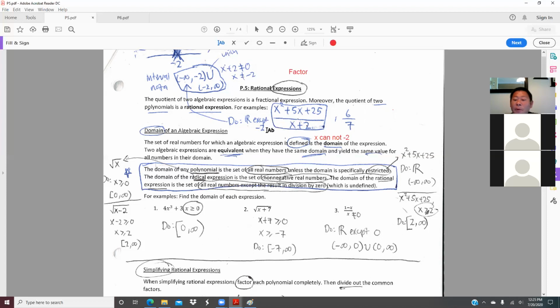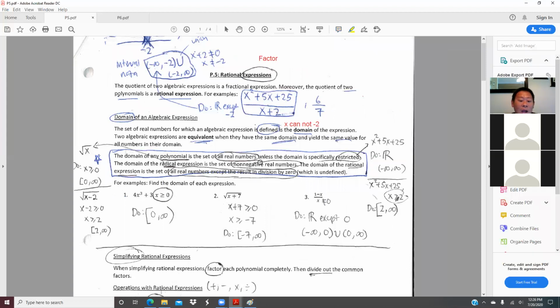This is the real thing that I want to point out to you here. This is very important for you guys who first learn domain here. So I put a star on it. If you have any polynomial, what is polynomial? Just x squared plus 5x plus 25 without the denominator. So this is called polynomial. That means that it has a higher power to a lower power. Then your domain is all real numbers, unless the domain is specially restricted.